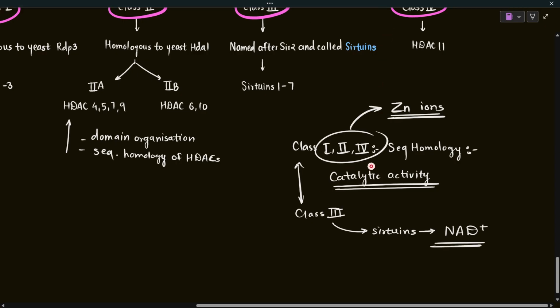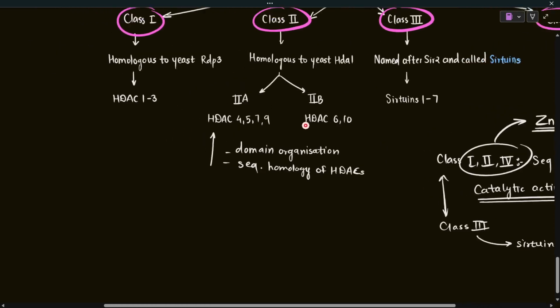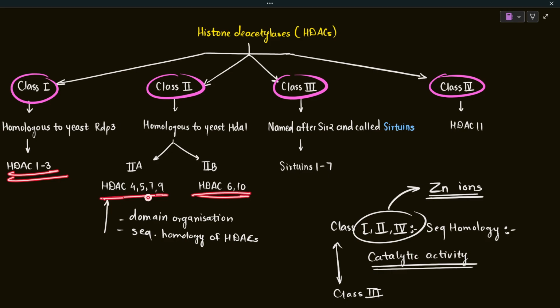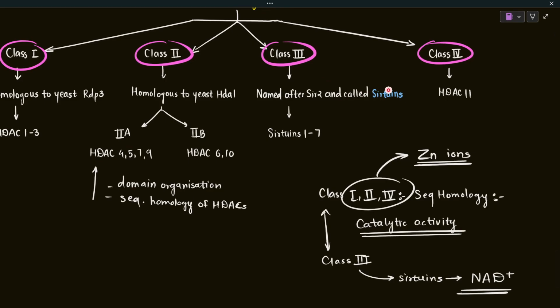In the HDACs, I don't expect you to remember all of the enzyme names. You can if you have a good memory, but the take home message is that class 3 is known as sirtuins, and it is a very different class because it requires NAD plus as a cofactor. So it has different catalytic activity from the other classes, while class 1, 2, 4 do not require any cofactor, but they require zinc ions for their functioning.